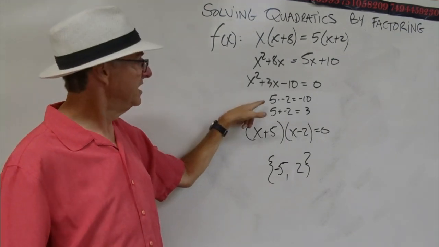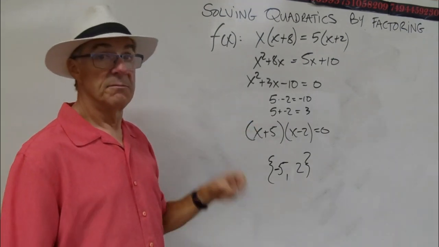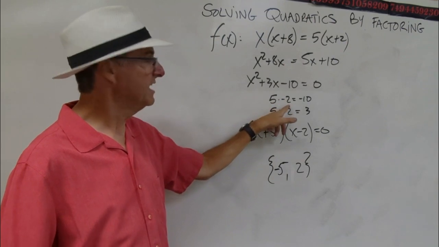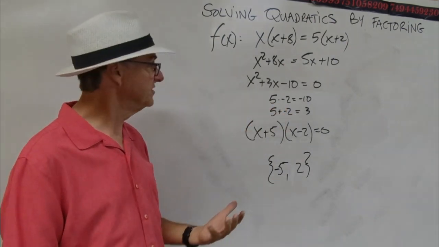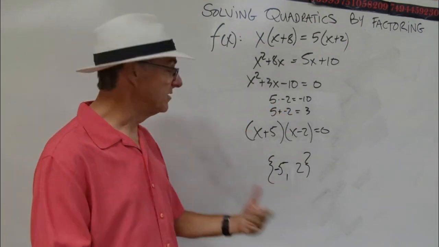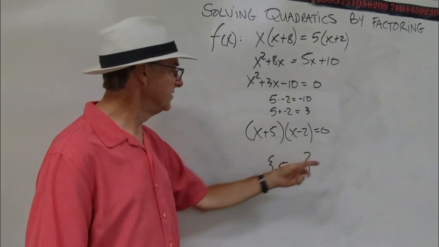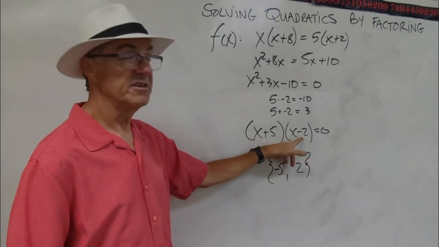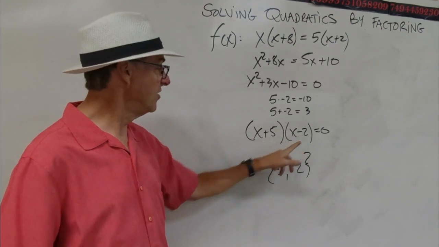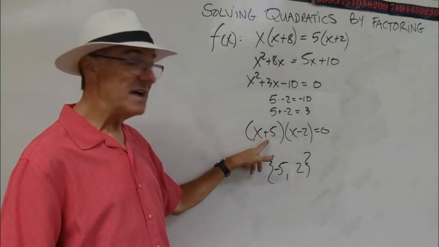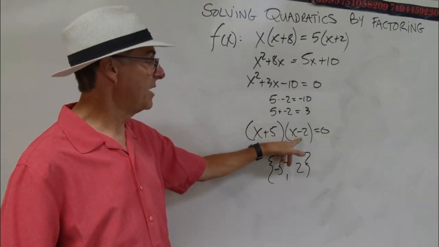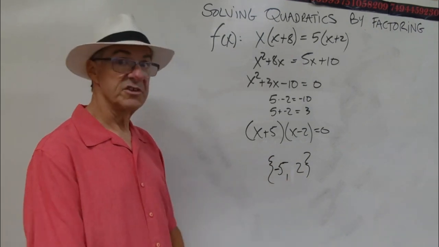product-sum factoring. Here's how I did my product-sum. My two numbers are 5 and negative 2. They fit those conditions. So then I just take those numbers and I plop them into my binomials. (x plus 5) times (x minus 2). Now I know how this is going to go. This one's going to give me negative 5 as a solution. This one's going to give me positive 2. So there we go. Those are the two solutions.